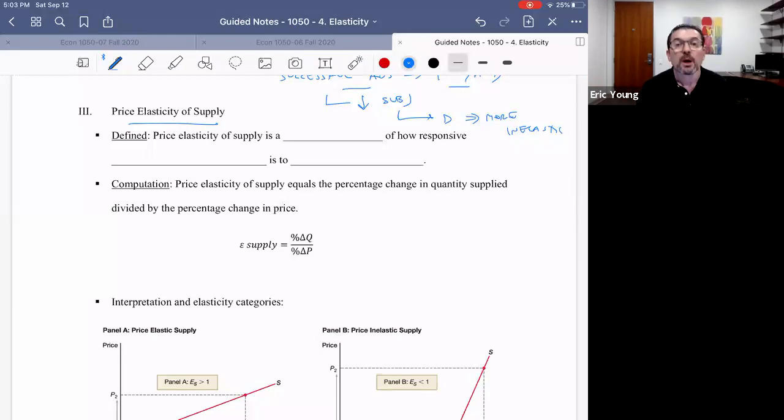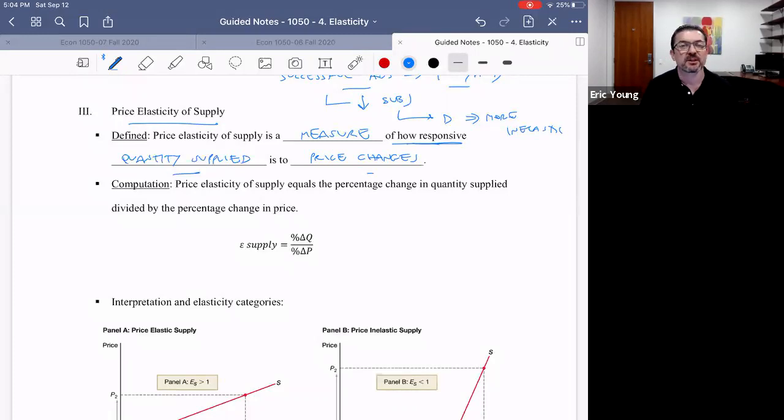First of all, a definition: price elasticity of supply is a measure. Specifically, it is a measure, again, of how responsive quantity supplied is to price changes. So again, price elasticity of supply is taking our elasticity idea, our responsiveness concept, and applying it to the law of supply. And we're determining how responsive quantity supplied is to price changes.